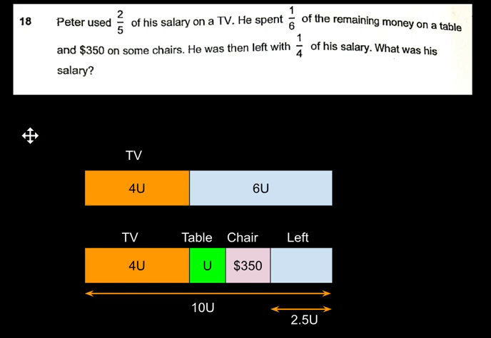Hi, let's look at this question together. Peter used 2/5 of his salary on the TV. He spent 1/6 of the remaining money on the table and $350 on some chairs. He was then left with 1/4 of his salary.